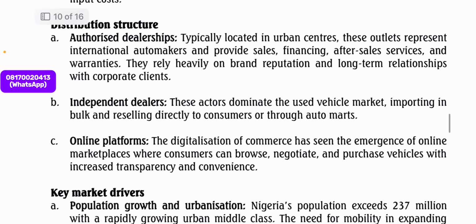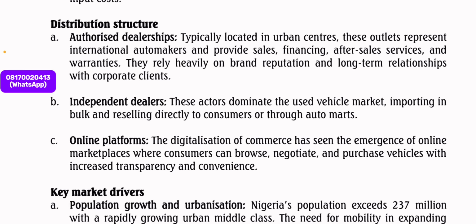And then they tell us about the distribution structure as well. Either you distribute by being a dealer, but I've talked about this dealer before. You could be a dealer for an international automaker like maybe Toyota or Honda or Kia Motors or something like that. You understand? So you can be a dealer for them. You get license, you get authorization to deal with them, and you can also decide to be an independent dealer. In this case, authorized dealership is like you're under Toyota, you're under them.